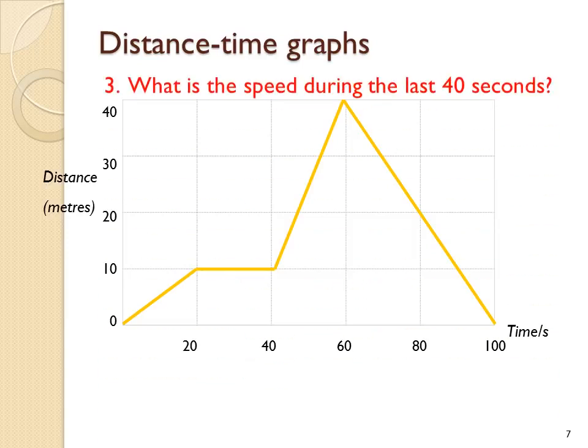Can you calculate the speed during the last 40 seconds? It went from 40 metres back to the origin at 0 metres. So the speed is 40 divided by 40, or 1 metre per second. The velocity would be -1 because it's travelling back towards the origin.